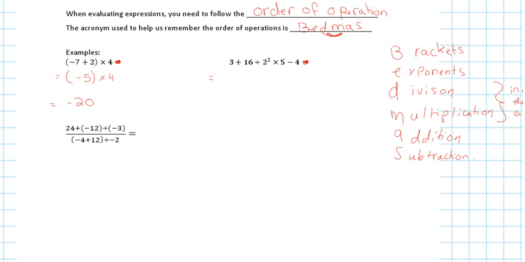Where would you like to start? At the 2 squared. That's right. Because I don't have any brackets, so I can't touch that. I'm going to skip that step, and now I have to go to my exponents. Where do I have an exponent? I have an exponent here at 2 squared, so I have to evaluate that first. Okay? So I'm going to write everything else the same. So 3 plus 16 divided by 2 squared, which is 4, times 5 minus 4.